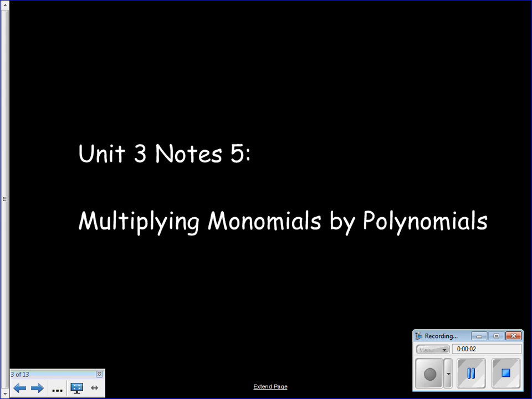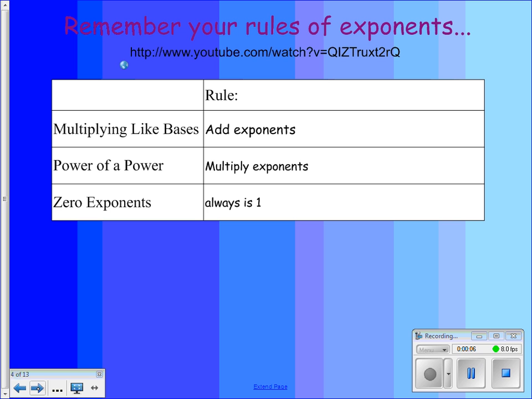Hey guys, today we're going to be doing our second video talking about multiplying monomials by polynomials. So to start off with, I want to remember those rules of exponents, so just jot them down to help you remember. These are the big guys that you're going to need today in order to multiply monomials by polynomials. This multiplying like bases is going to be your best friend today.